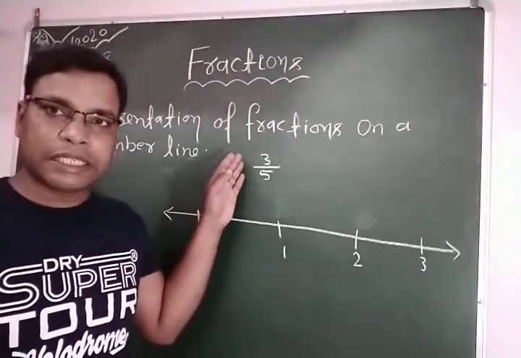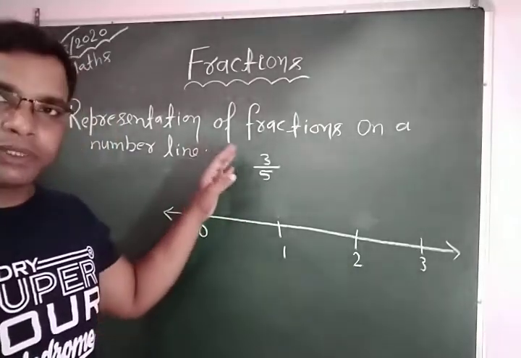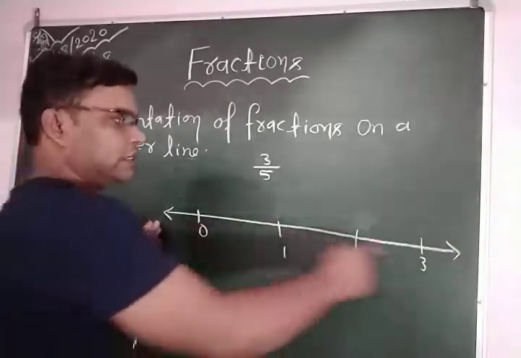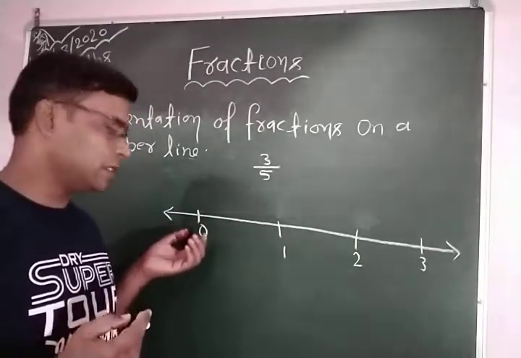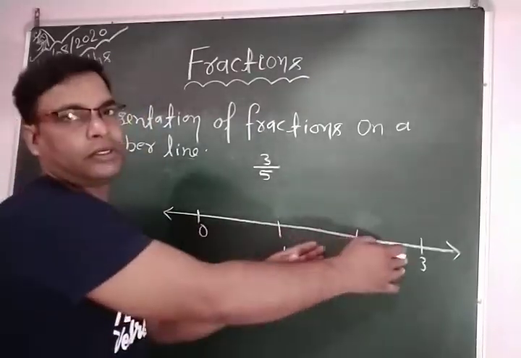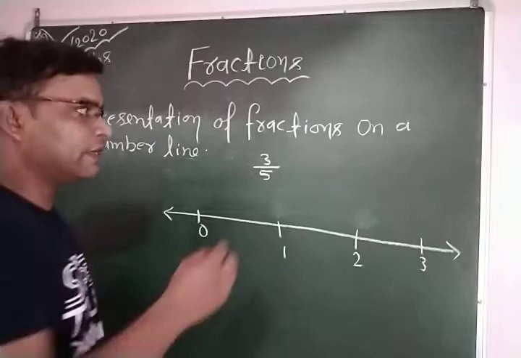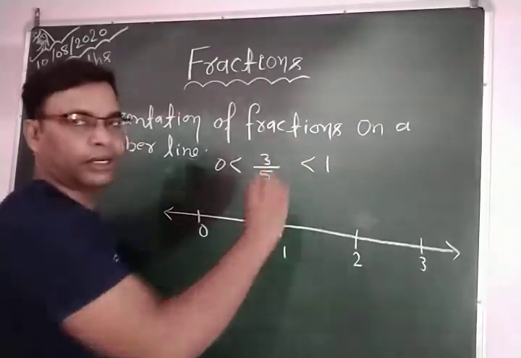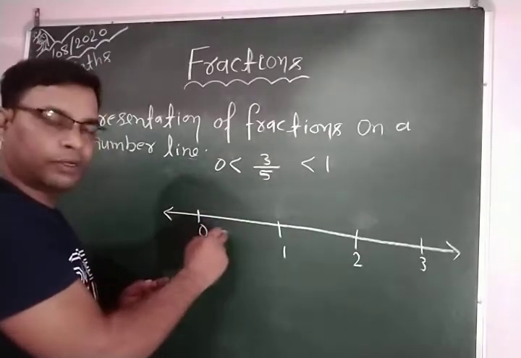Suppose we represent 3 by 5 on the number line. For this, first we draw a straight line, and after this we plot the numbers 0, 1, 2, 3. This is a unit length, equal length. You know 3 by 5 is greater than 0 and less than 1. It means the range of 3 by 5 is between 0 and 1.